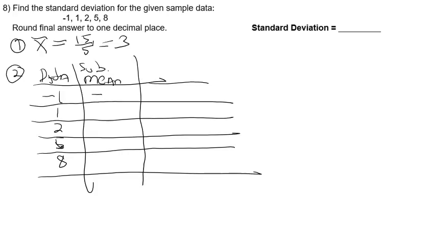-1 minus 3 is -4. 1 minus 3 is -2. 2 minus 3 is -1. 5 minus 3 is 2. 8 minus 3 is 5. So I subtracted the mean from the data values. Then I'm going to square this.